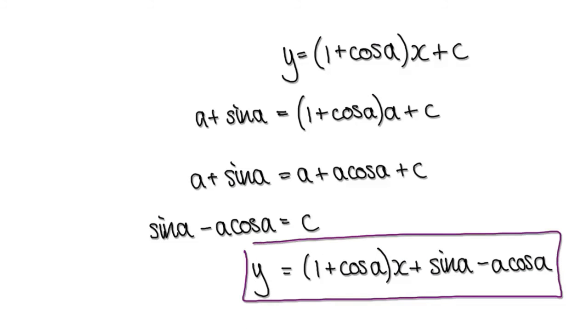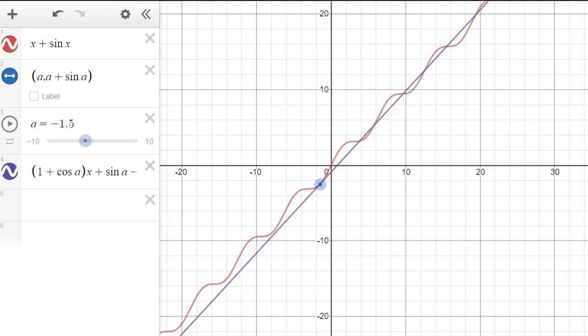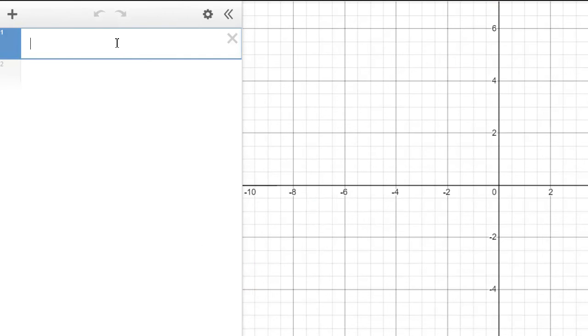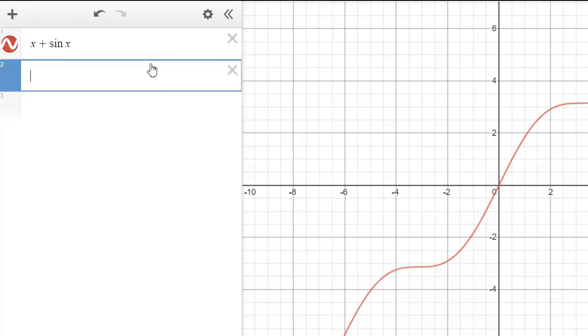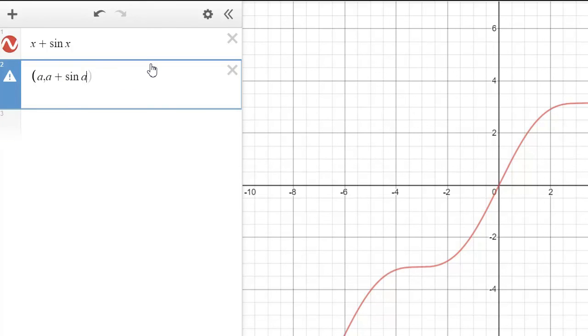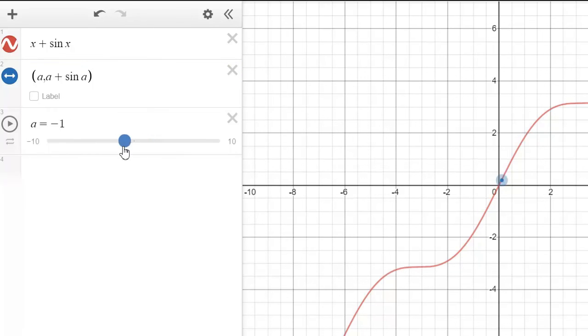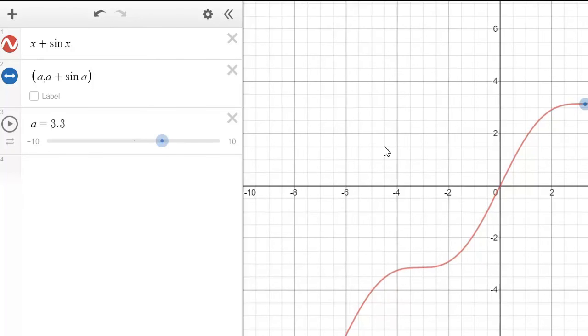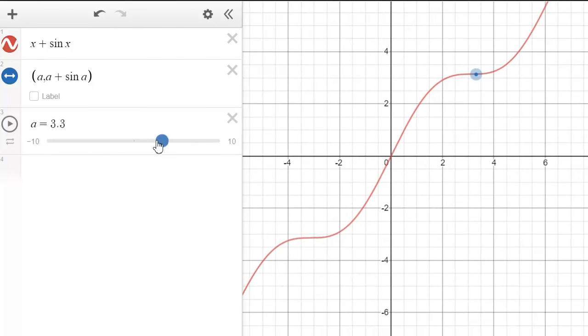If you want to play about with Desmos, then create it yourself. So punch in the function x plus sin x, and then add your point. So bracket a comma a plus sine a, close bracket. Where's our point? Oh, add our slider, and then there you can see our point. Let me just move this across. So this is our point here.